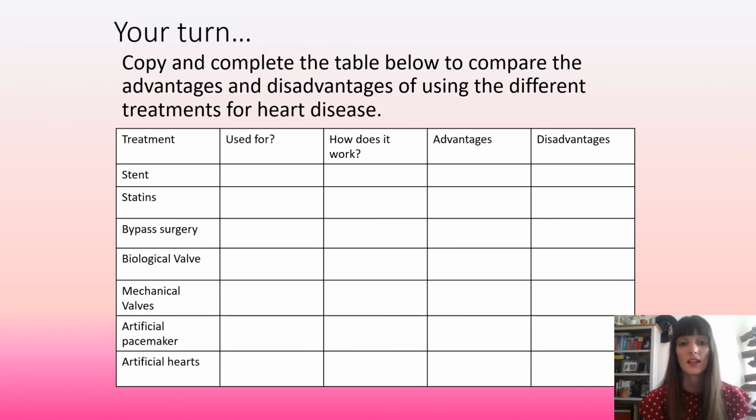So what I'd like you to do here is to pause the video, copy and complete the table. There may be some things where you're going to have to go away and research, such as artificial hearts potentially, and then I'm going to go through the answers. So pause the video and get the table down.